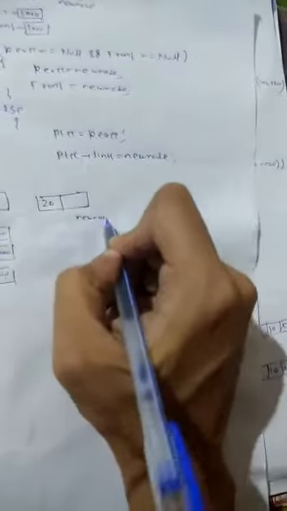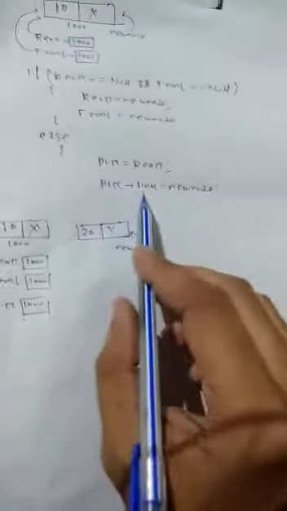Whenever the else condition is satisfied, that means we already created a new node. Already a new node is created for inserting. Suppose a new node is created. This is your new node, pointing to this. Then what happened? Suppose this is your null. So ptr is here. Then ptr link equal to new node.